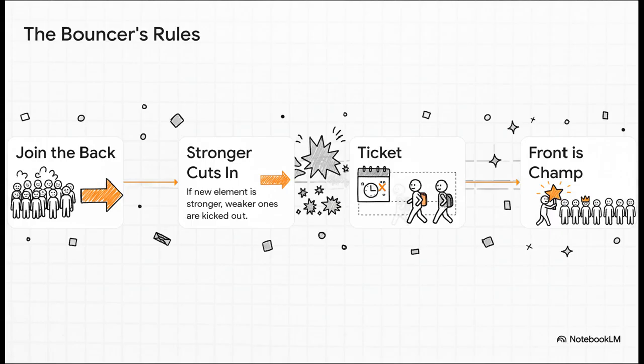Why? Because those weaker people can now never be the maximum. 3. If the person at the very front has been waiting too long, their index is now outside our window, their ticket expires and they have to leave. And 4, the most important rule, the person at the very front of the line is always the champ. They're the index of the current maximum value.